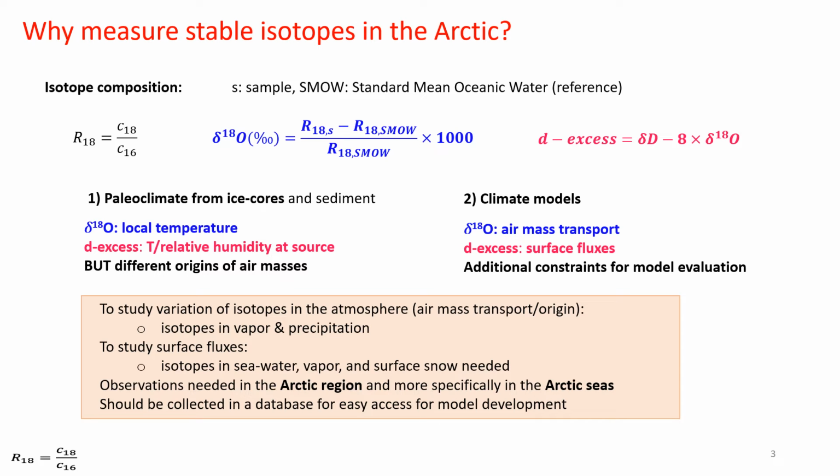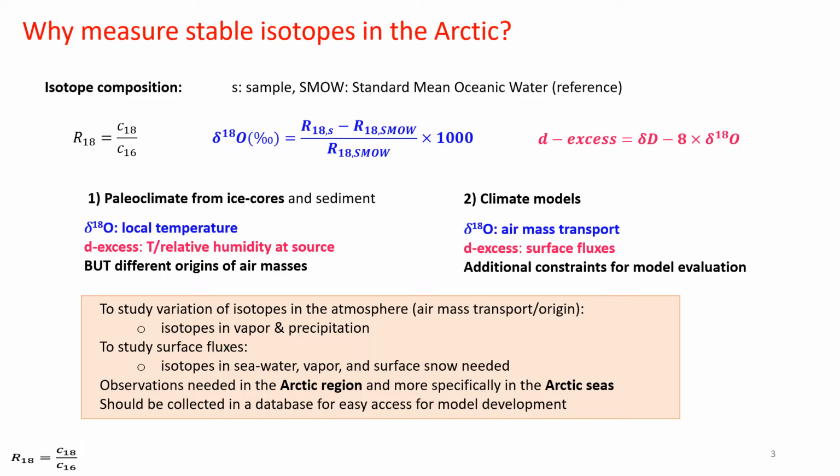Why do we go out in the Arctic to measure isotopes? This is because isotopes have long been known to contain climatic information. They can be useful for reconstructing paleoclimate or also for improving the current climate models so that they can give better future climate projections.